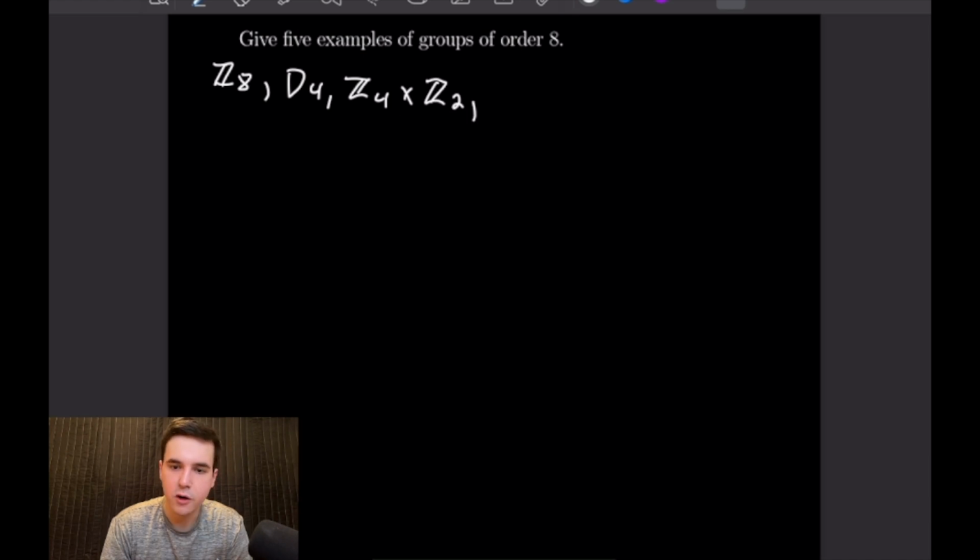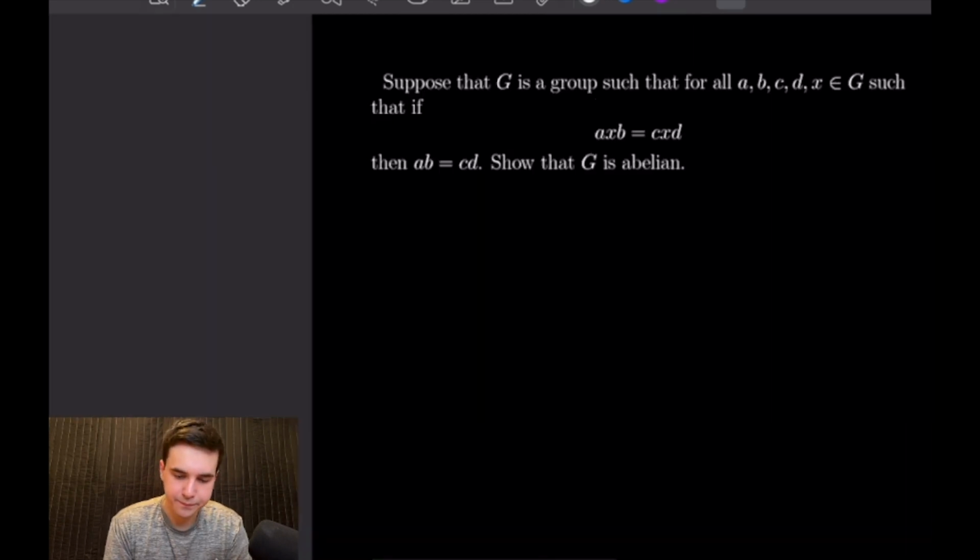And then we have the quaternions. I hope I said that right. And then for our last and fifth group, which is of order 8, we have Z2 cross Z2 cross Z2. Great. So that is 5 examples of groups of order 8. So now let's go ahead and get into our next problem.